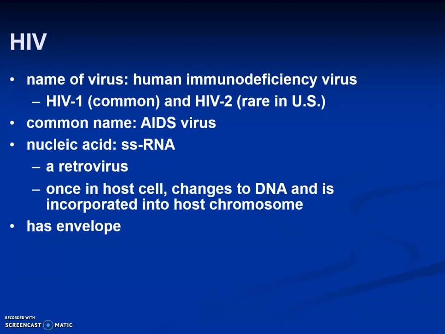So HIV, the name of the virus is human immunodeficiency virus, abbreviated HIV. There are two versions of this virus, HIV-1, which is much more common, and HIV-2, which is rare. The name of the disease is AIDS, and so a lot of people also call it the AIDS virus, although the official scientific name is human immunodeficiency virus. The genetic material is single-stranded RNA.